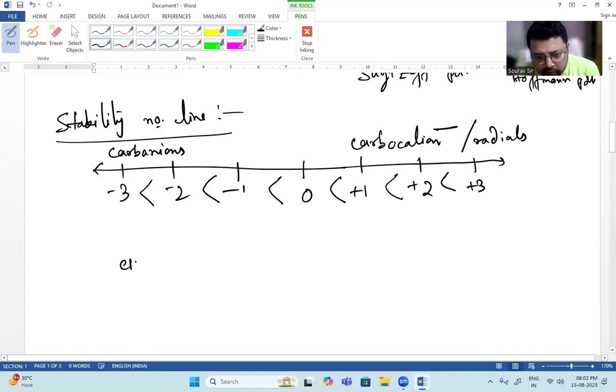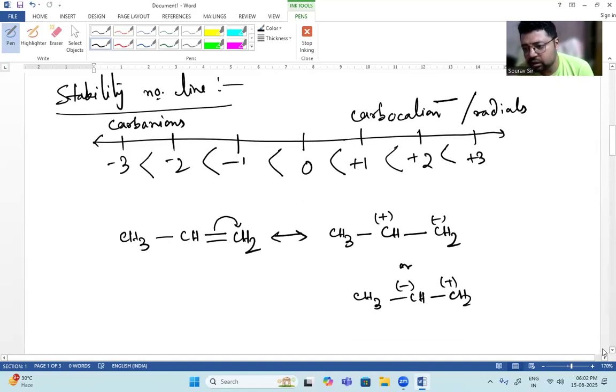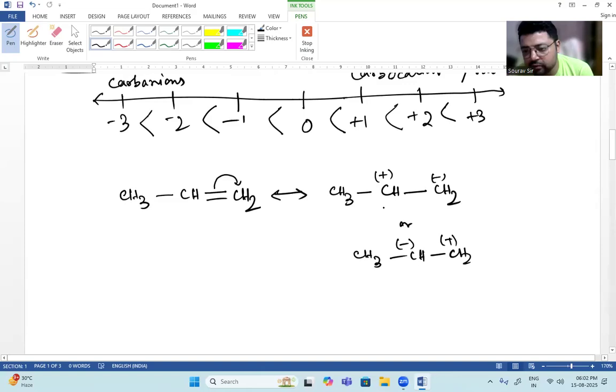Now suppose you have this, you have to break this double bond. This is known as electromeric effect. What will happen? You will have two types of structure. Either it will flow to this carbon, you will have a negative charge and a positive charge, or you will have the structure CH3CH with a negative charge and CH2 with a positive charge. These two are the probable structures. Here you have a 2-degree carbocation and a 1-degree carbocation.